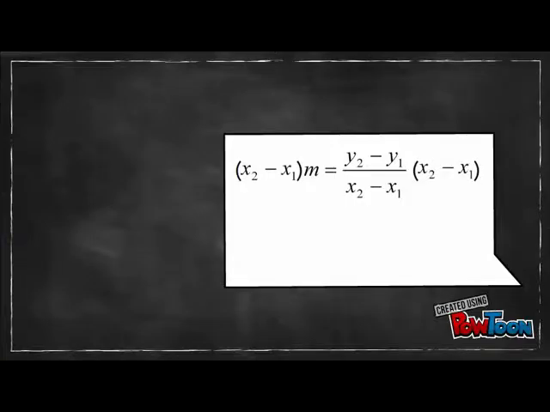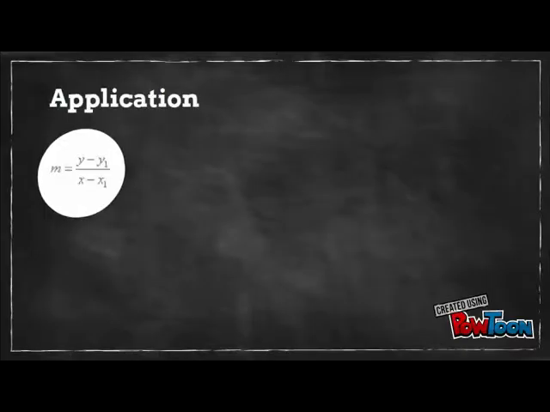Now, we can rearrange the equation a little bit by multiplying both sides of the formula by x minus x sub 1. This simplifies to y minus y sub 1 is equal to m times x minus x sub 1. Now, I will teach you how to use the point-slope formula.